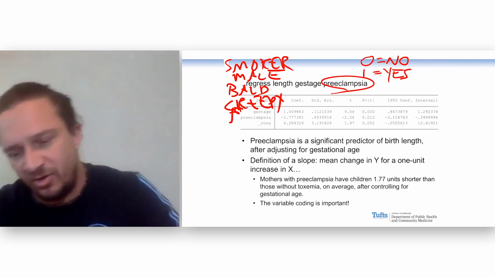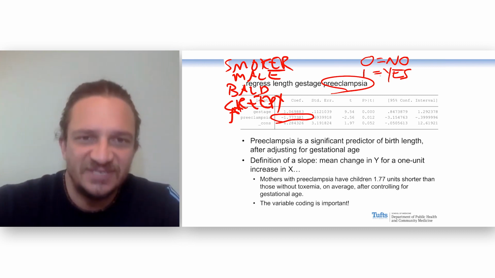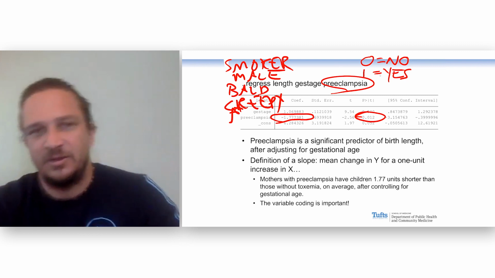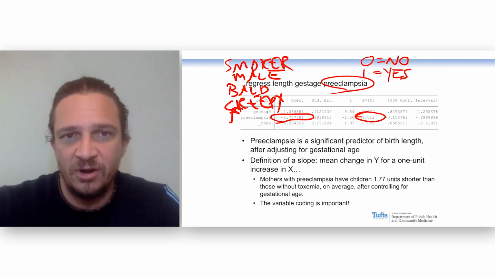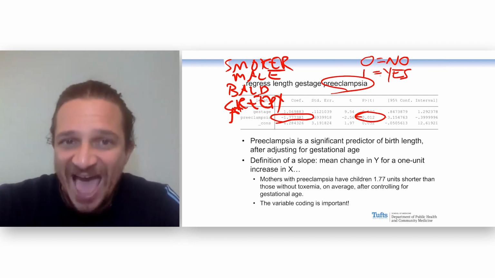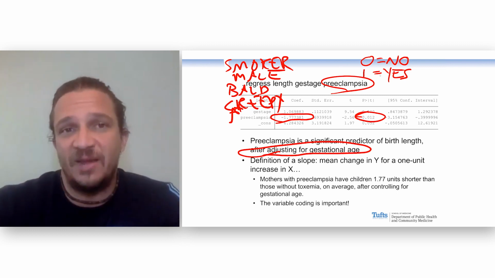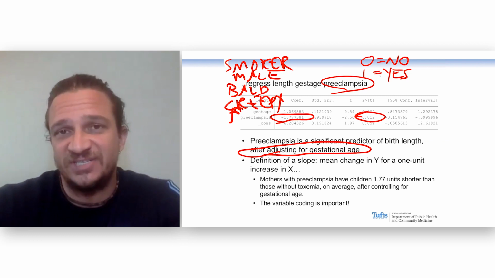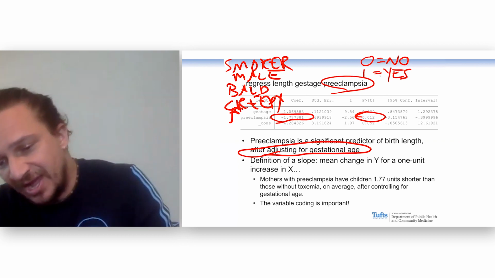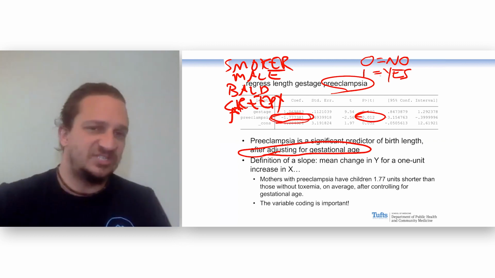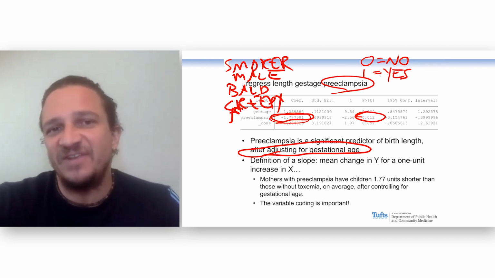So when I put this in the model, I get a slope of negative 1.77. And I see a p-value. This condition is a significant predictor of birth length. If you have this condition, your babies are smaller, after adjusting for gestational age. Now, I hope you've seen enough that whenever you're looking at predictors of birth length, you sure as hell better adjust for gestational age. It's a very strong, important predictor. So, negative 1.77. If you just take out your notes, it says for a 1 unit increase in X, on the average, babies are 1.77 smaller.